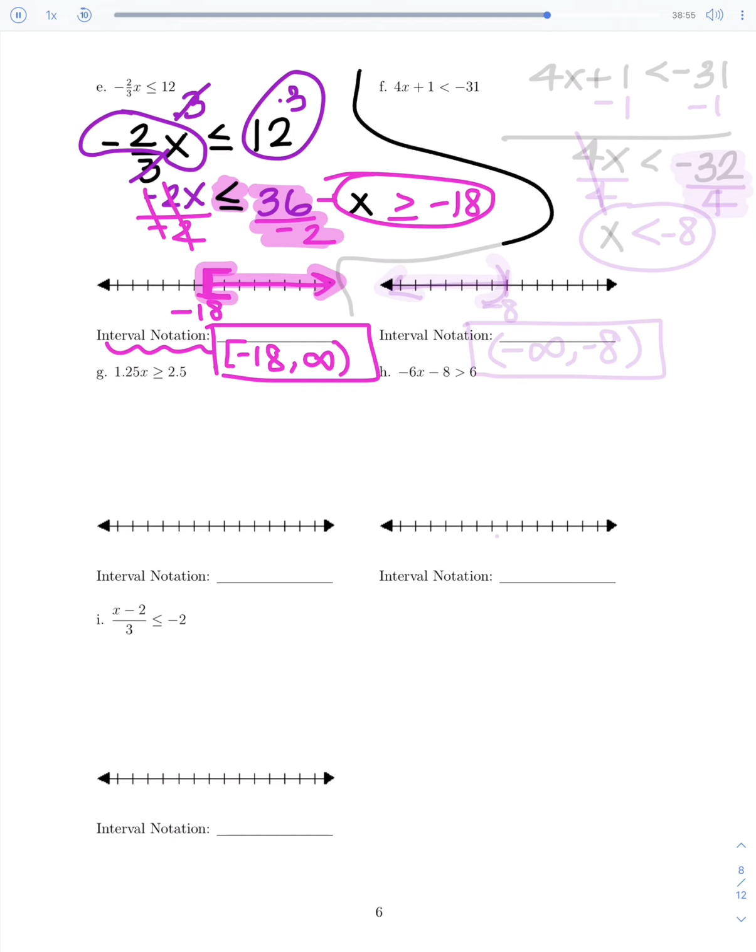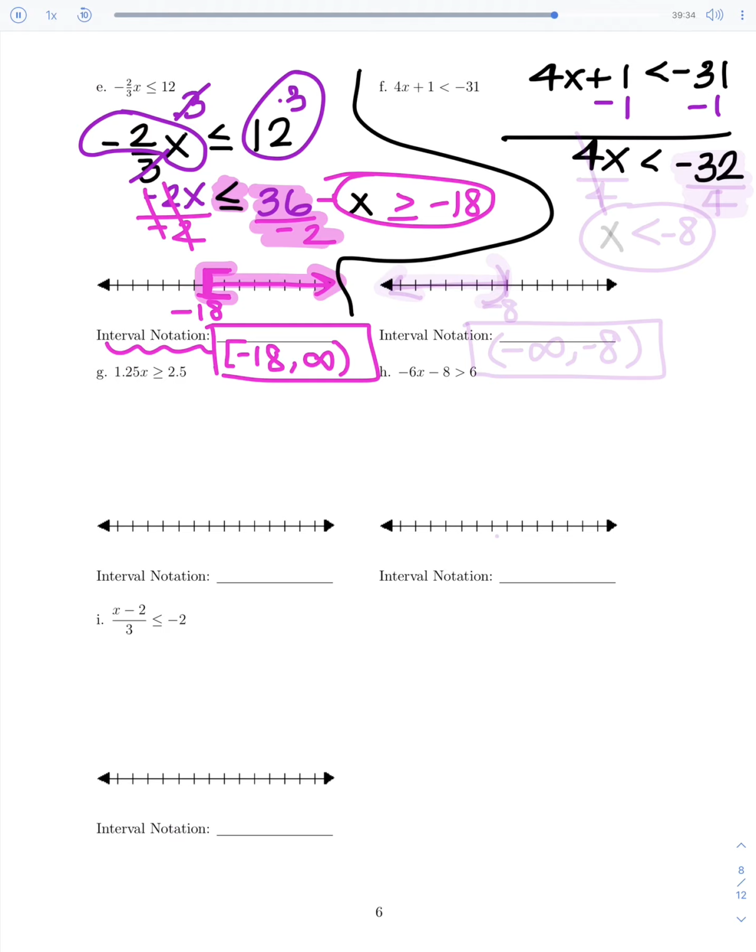Let's take a look at F. In F, we've got 4x plus 1 is less than negative 31. So to solve this one, we'd start off the same way. We would get the 4x by itself by subtracting 1 on both sides, which would get me a 4x is less than negative 32. Notice nothing switched. I might have done a negative to both sides, but it wasn't multiplying or dividing. So it doesn't change. Only if you're multiplying or dividing by a negative.